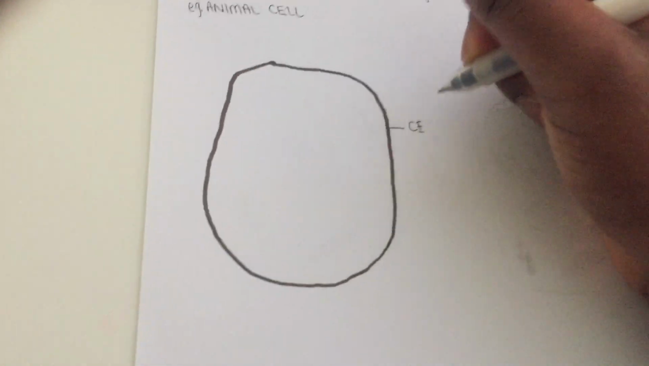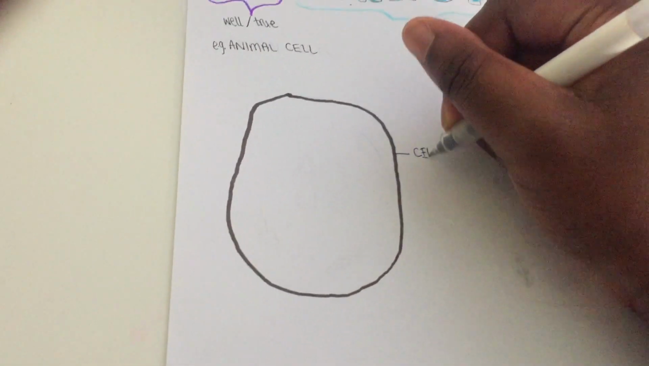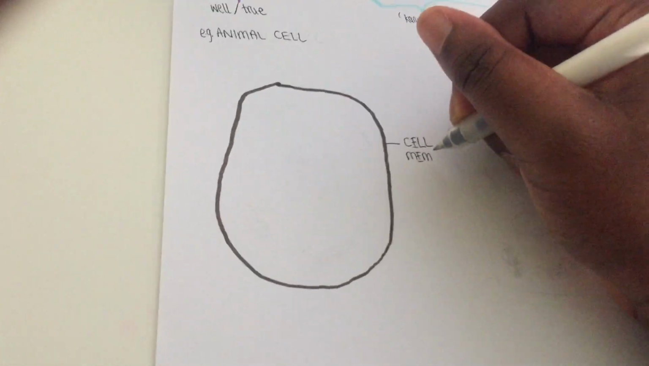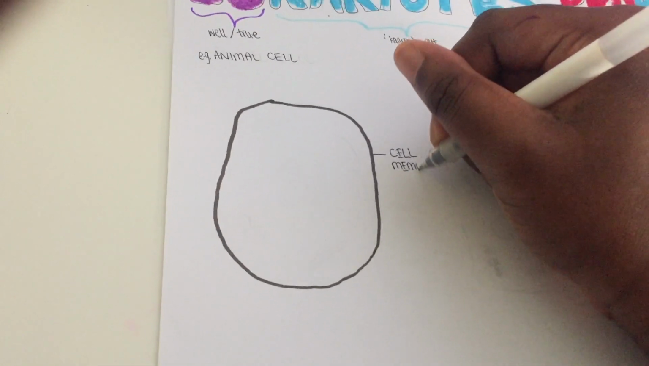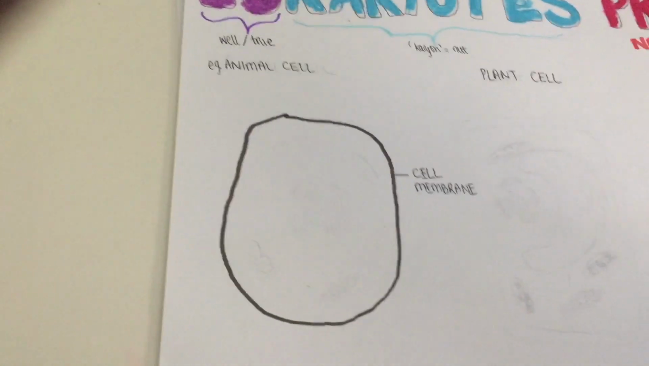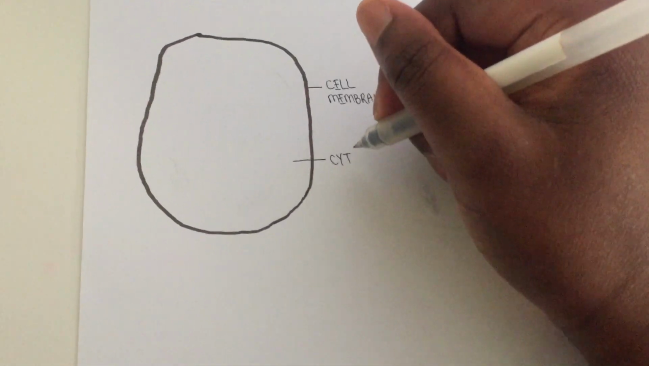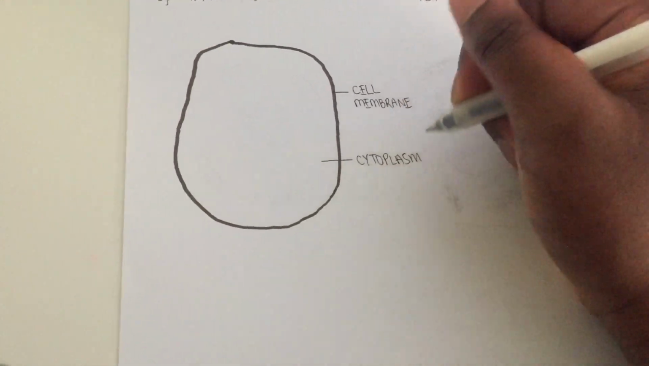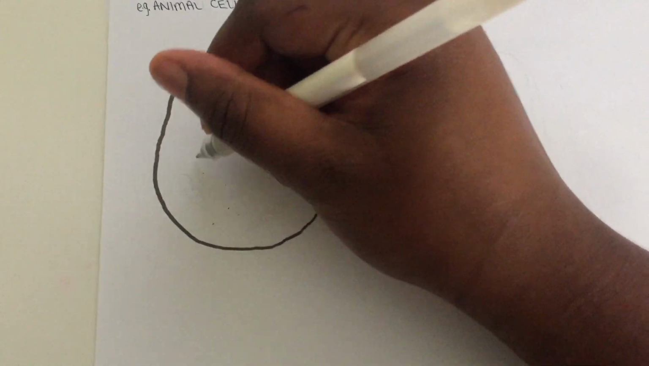Animal cells are typically round and irregular in shape. They have a cell membrane which controls what enters and leaves the cell, basically holding the cell together. Cytoplasm is a gelatinous substance which contains nutrients and enzymes that control chemical reactions that take place in the animal cell.